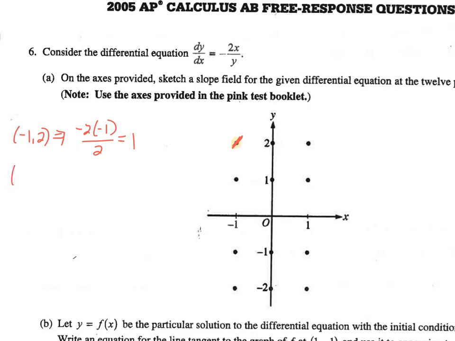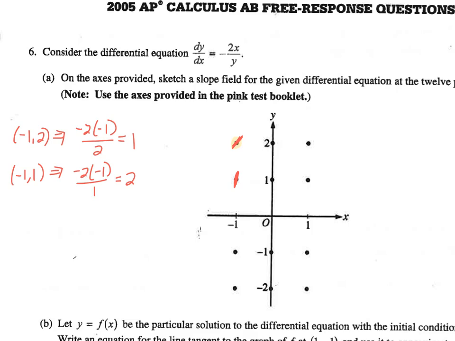And then you work your way through each point. Let's see, negative 2 times negative 1 again, this time over the y value of 1. So that would be 2. So a little bit steeper than what we had before.